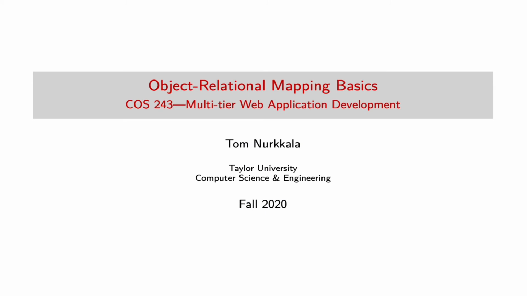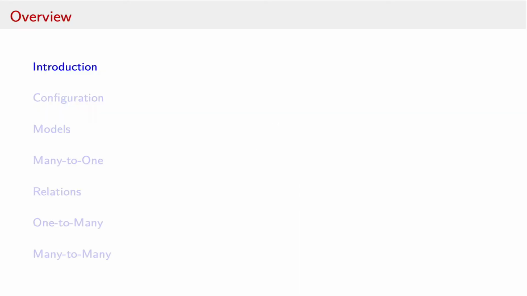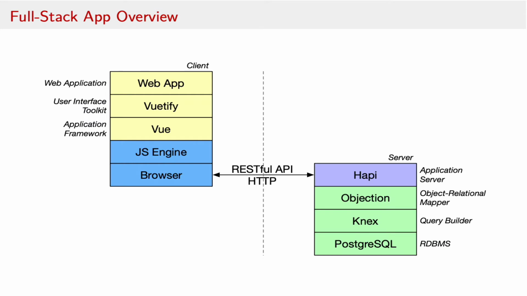I want to talk about object-relational mapping, also known as ORM. Let me just give you some idea about where this fits into the overall picture. So by way of introduction, this is a diagram of our full stack. We've talked about it a few times, and I'm going to try to keep bringing this picture back so that you keep in mind where we're working.